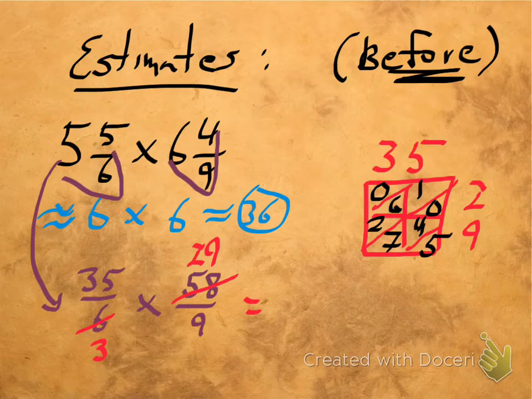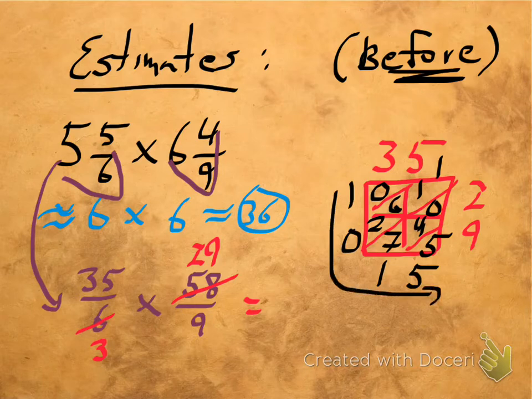All right, now when we add up the diagonals, we get 5, 7, 4, and 0 adds up to 11. Carry a 1. 1 and 1 is 2. Always start with that carry so you don't forget about it. Plus 6 plus 2, I think that's 10. So we get 1015. So the answer here is 1015 over 3 times 9, which is 27.